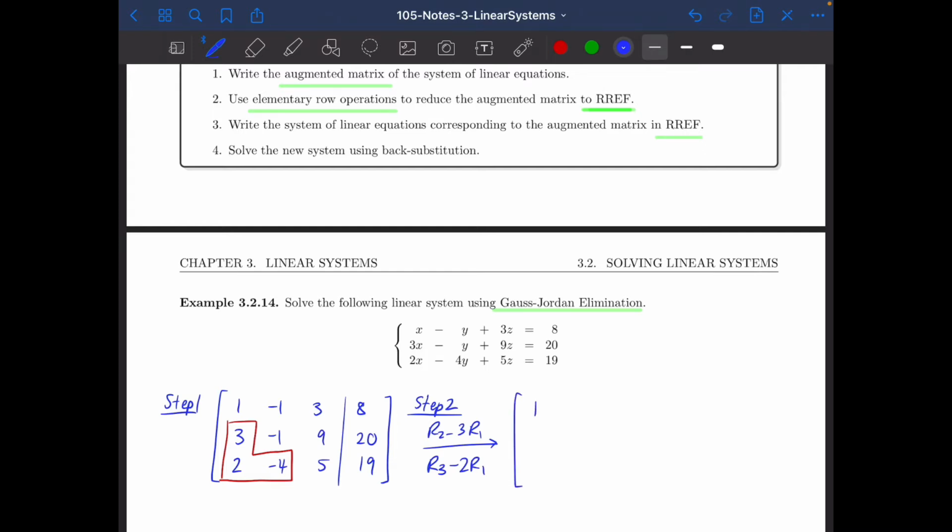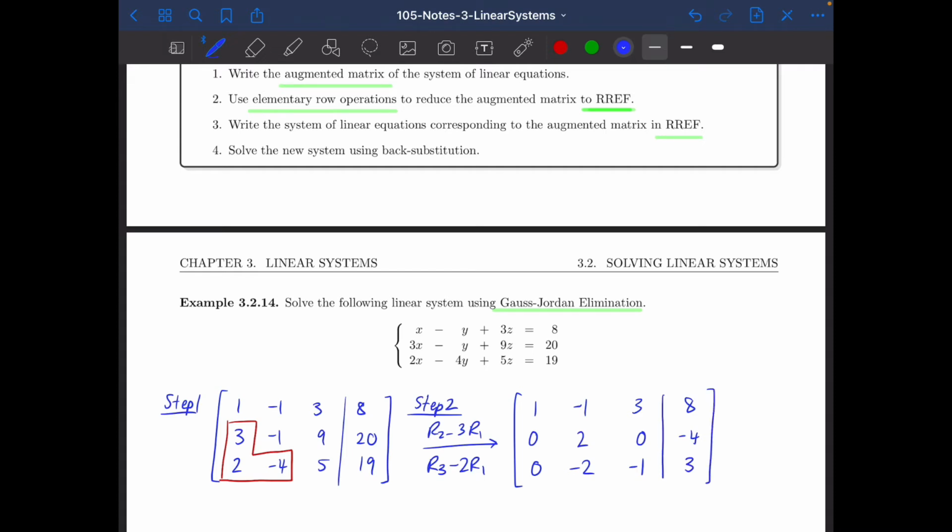So the first row stays the same, 1, minus 1, 3, 8. The second row becomes 3 minus 3, that's 0, minus 1 plus 3, that's 2, 9 minus 9, that's 0, 20 minus 24, that's minus 4. And the third row becomes 2 minus 2, that's 0, minus 4 plus 2, that's minus 2, 5 minus 6, that's minus 1, 19 minus 16, that is 3. That's the new third row.